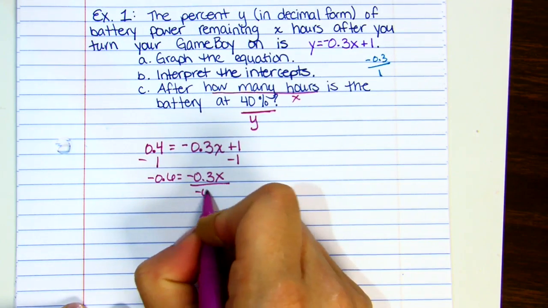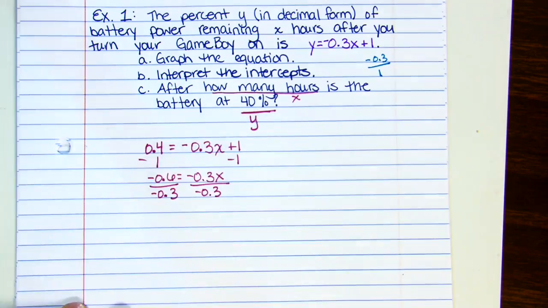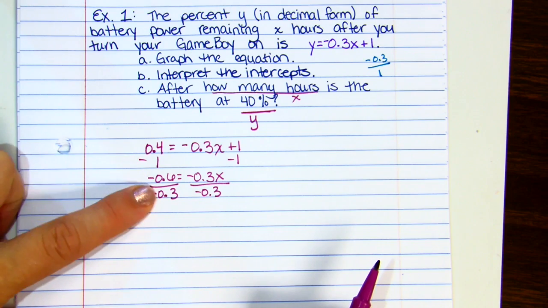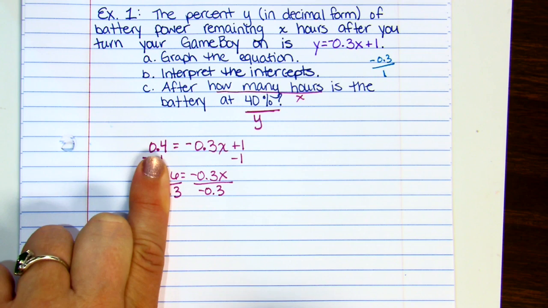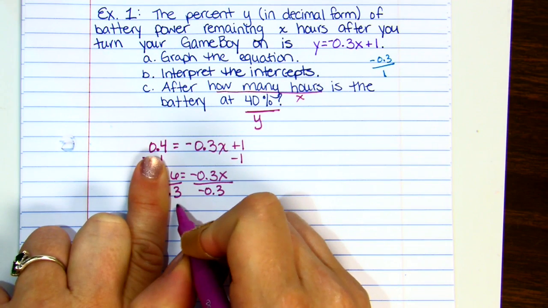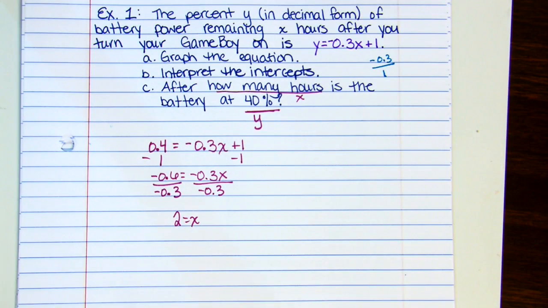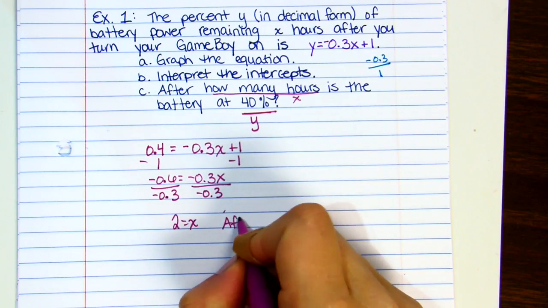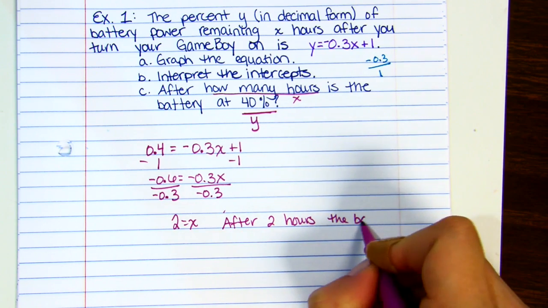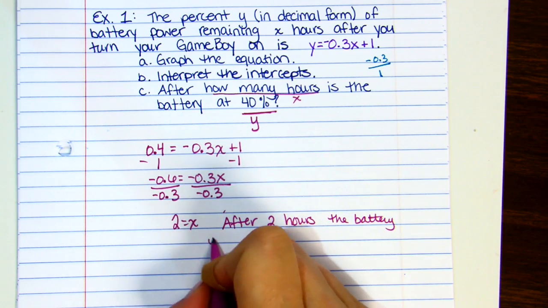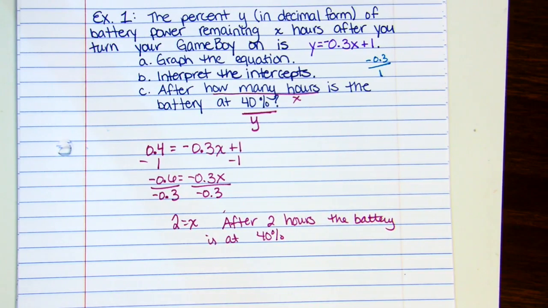I divide each side by negative 0.3, or negative 3/10. And because these are both tenths, and they're both negative, negative divided by negative is positive. So I can think about it as 6/3, or 6 divided by 3. And I get 2 equals x, which is what we looked at on the graph. So after 2 hours, the battery is at 40%.